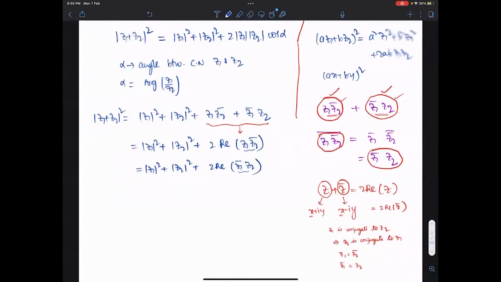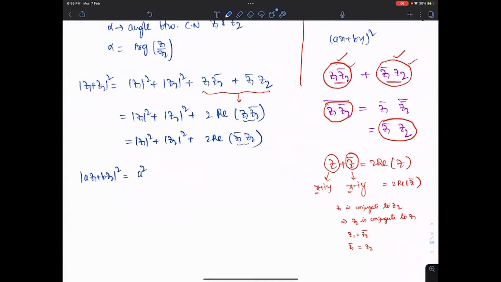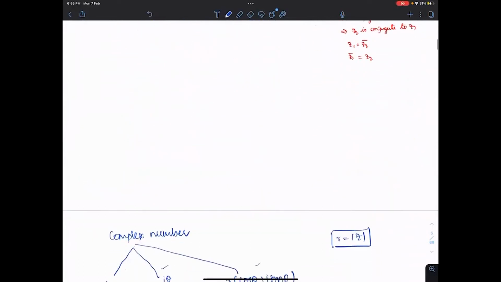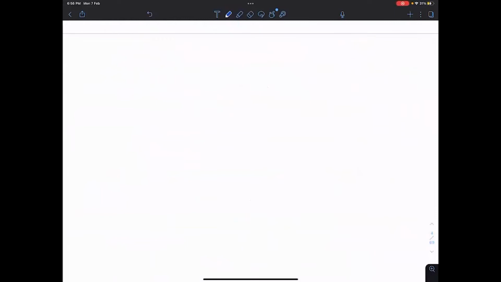This is one formula which we come across very frequently. Now if you have mod of AZ1 plus BZ2 whole square, then same thing, just like you do AX plus BY whole square: A square mod Z1 square plus B square mod Z2 square plus 2AB times real part of Z1 bar Z2, or you can write plus 2AB times real part of Z1 Z2 bar. First complex number, second one conjugate. Everything else will be the same. So this is one formula which is very important, but students tend to forget. The other application which is very important is this. We'll see that application in some questions also.